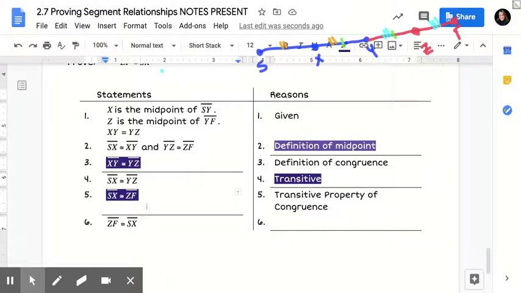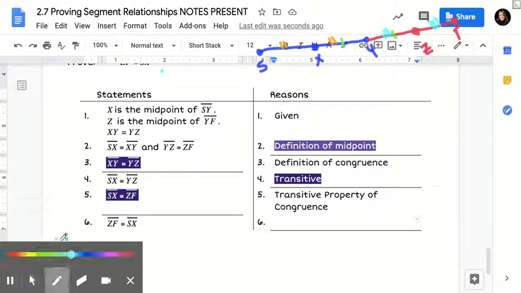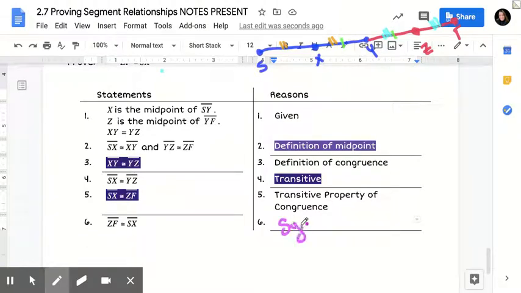And then the statement I'm trying to prove is that line segment ZF is congruent to line segment SX. And that's just this statement in the opposite order. So I can do that by symmetric property. Oops. Okay, this is the wrong thing. So this is supposed to be symmetric. I'll just write that in. And that is the proof.